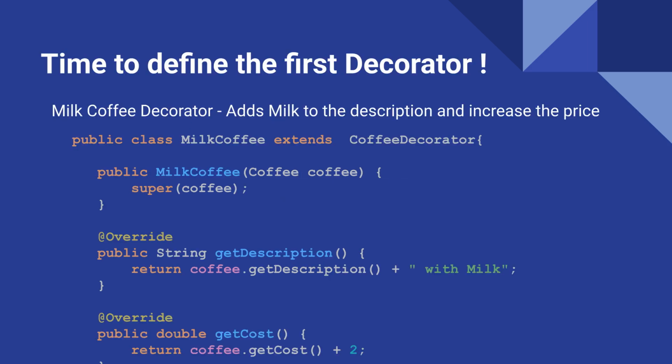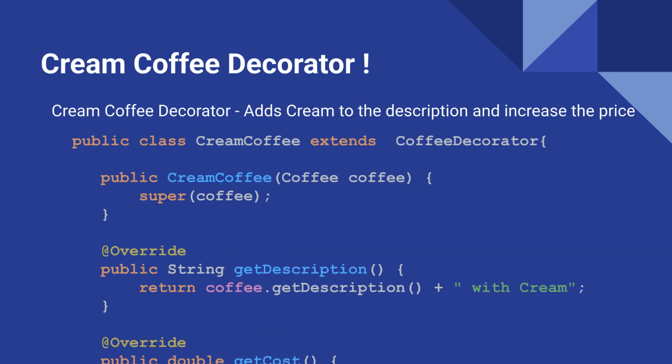Now we define the first decorator, milk coffee. It extends coffee decorator. The getDescription method adds "with milk" to the original description, and getCost increases the price by 2. Similarly, we create the cream coffee decorator. It also extends coffee decorator. This decorator adds "with cream" to the description, and increases the total cost by 3.